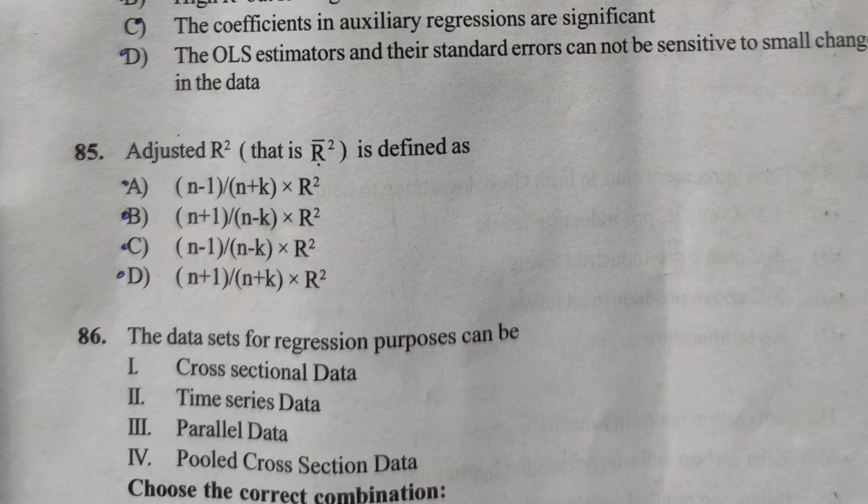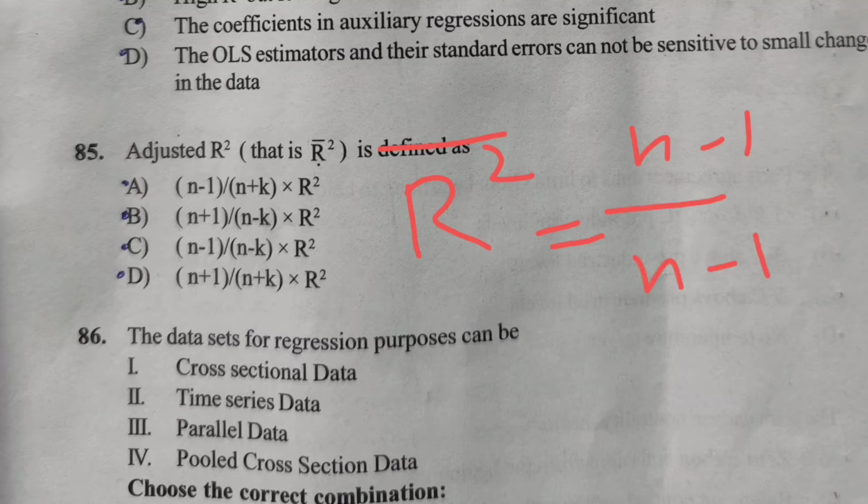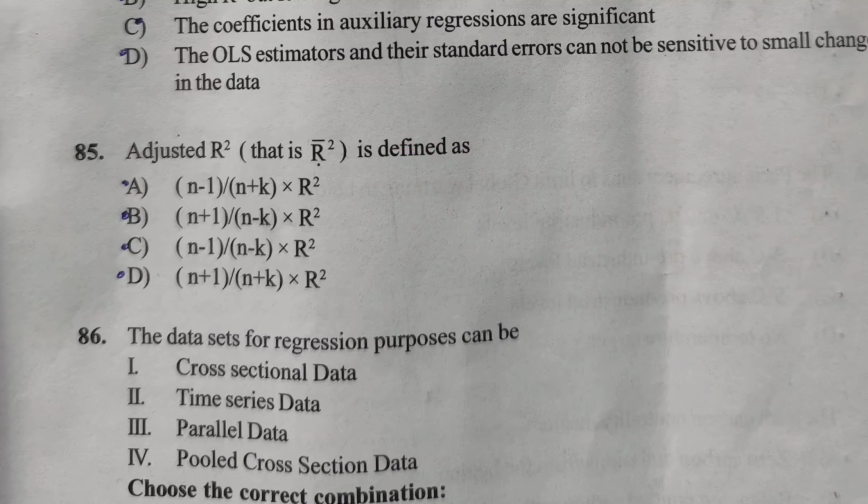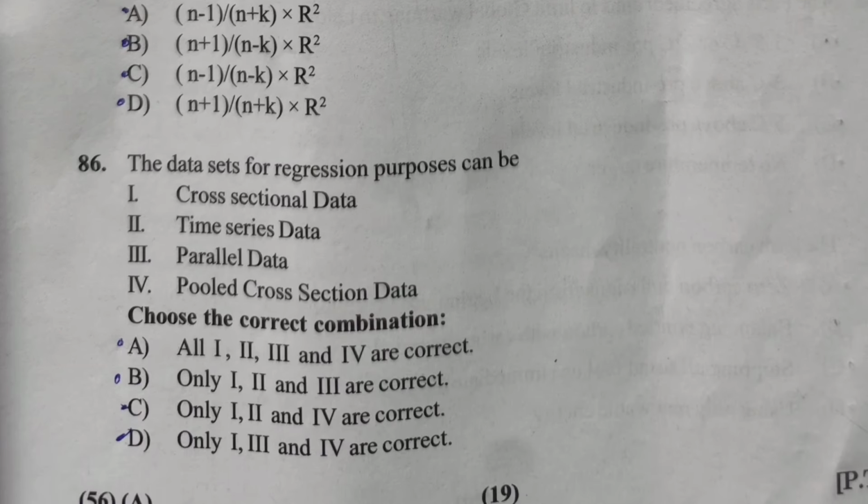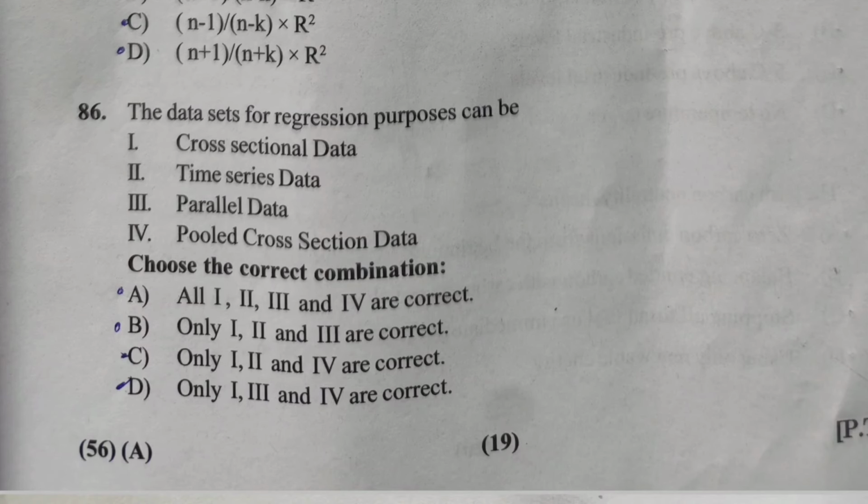Adjusted R square, let me write it here. R square adjusted is given by n minus 1 divided by n minus k times R square. That is the formula. Then the data sets for regression purposes can be cross-sectional, time series, or pooled cross-section data. There is nothing called parallel data. So 1, 2 and 4 are correct.